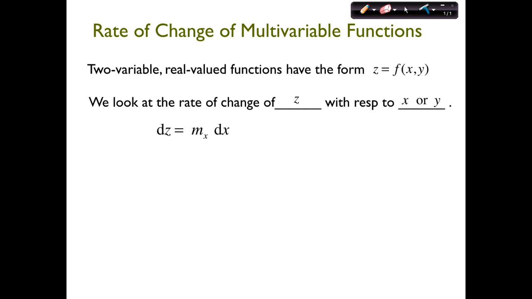So here it is with respect to x. Given any change in x, we're going to get some change in z according to the rate of change with respect to x. That follows from the last slide. And then what else could we write? That's right. So the rate of change is the m. Given any change in y, multiply it by the rate, and you get the corresponding change in z.